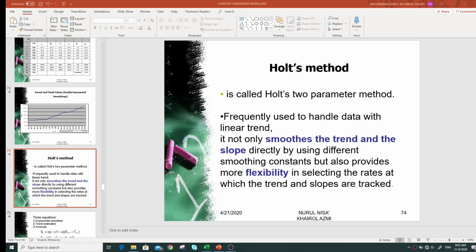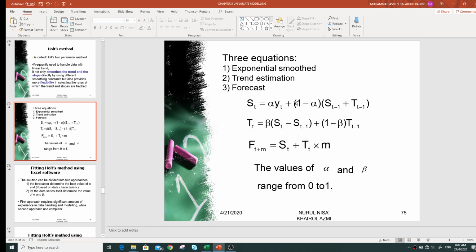So the difference between Holt's method and our previous exponential method is that Holt's method needs two parameters. Let's take a look at the equation. This is basically the equation for Holt's method. The idea of why we choose Holt's method is that, suppose our observations display a linear trend, whether increasing or decreasing at approximately a fixed rate.